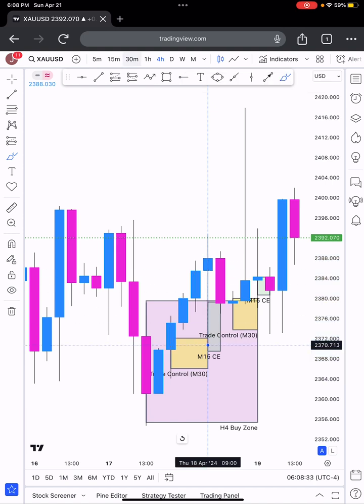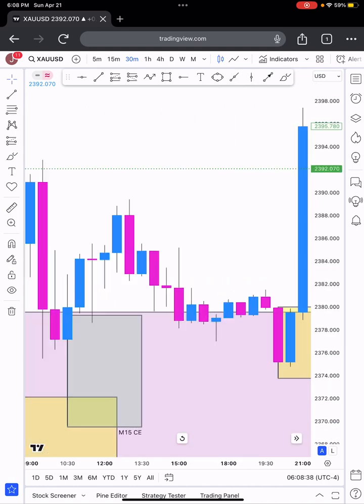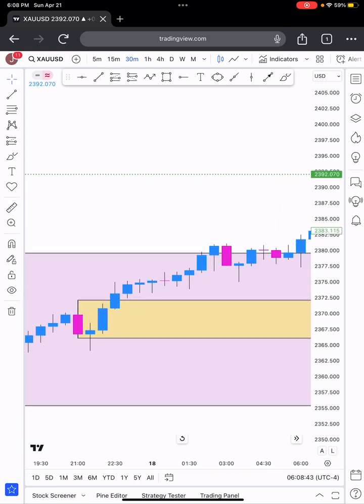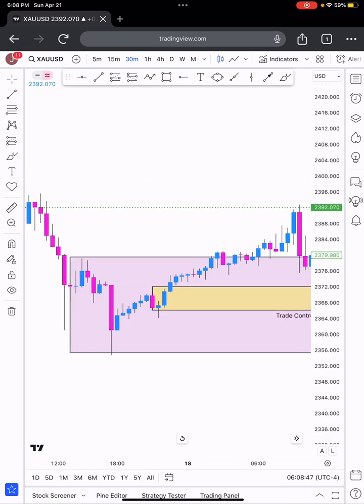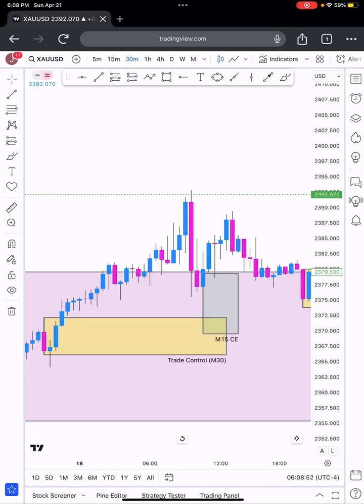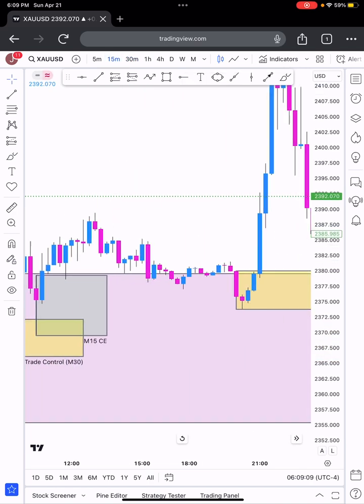Now we're going to go to the M30 time frame because we want to find the trade control, right? Is this the same zone? Yeah, okay. So this would be the trade control. Then you wait for price to come back into this zone here, because this was the EG buy that was created within the H4 zone to validate that price is going to continue to go up. After that, you wait for price to come back into this zone, so you can go to the M15 or the M5. Let's go to this one first.